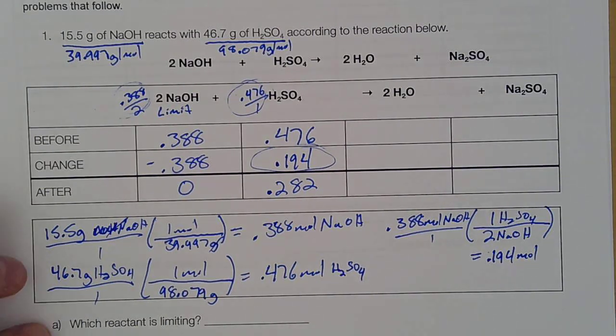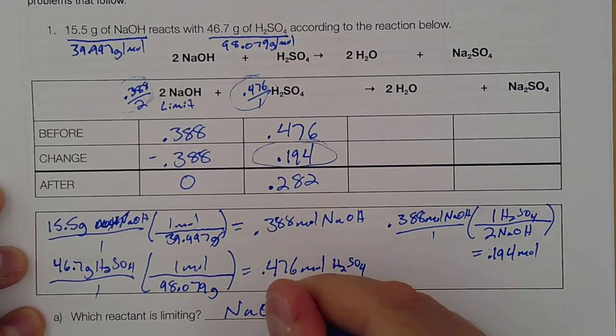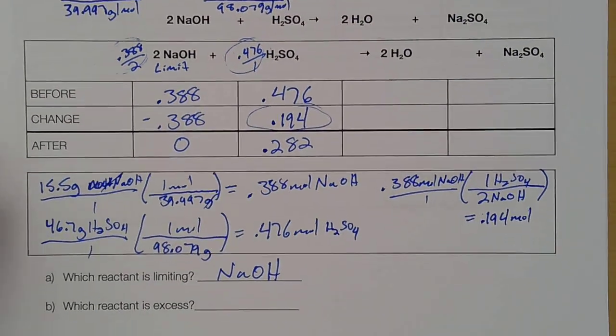So which reactant is limiting? Well, that's your NaOH, right? So your NaOH is the thing that limits how much you can make.